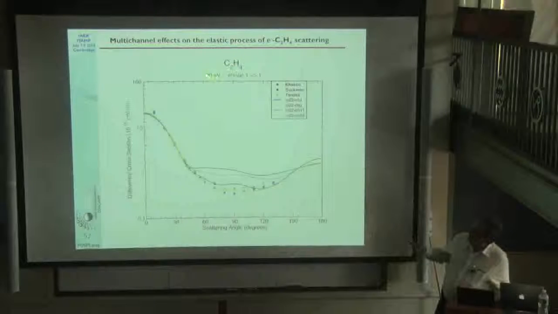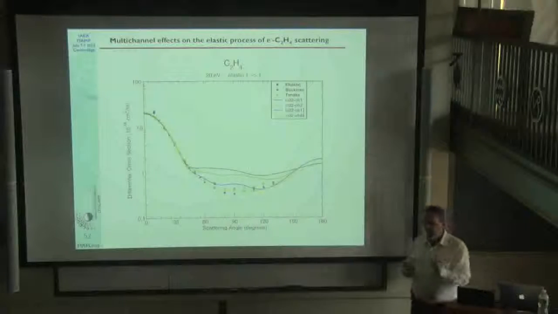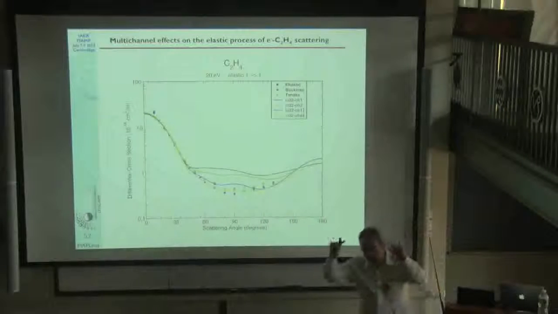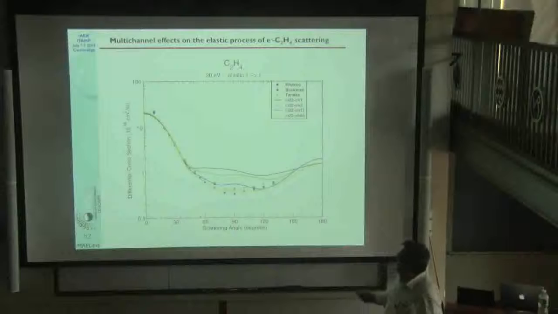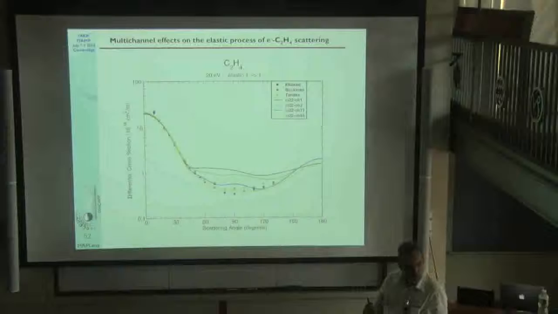Even if you continue on the 20 volts, you see this is a 45. Here I have 45 closed coupling, I have 45 open channels in ethylene, but I was quite happy with my elastic cross sections with this, because it's really going towards the right answer as I increase the channel coupling.